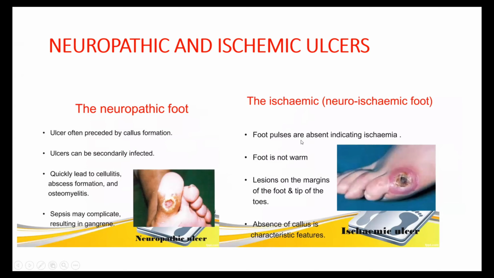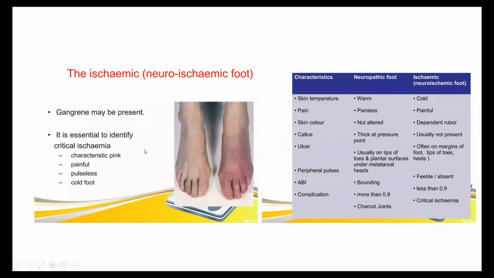Ischemic or neuroischemic ulcer: foot pulses are absent and foot is not warm, and lesions are on the margins of the foot and tip of the toes. Absence of callus is the characteristic feature. Gangrene may be present and it is essential to identify critical ischemia. Characteristic: pink, painful, pulseless, cold foot.